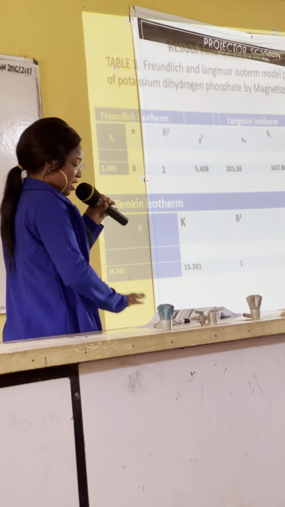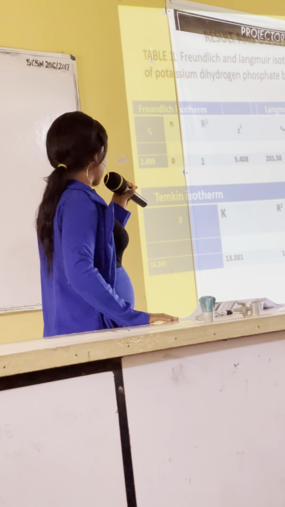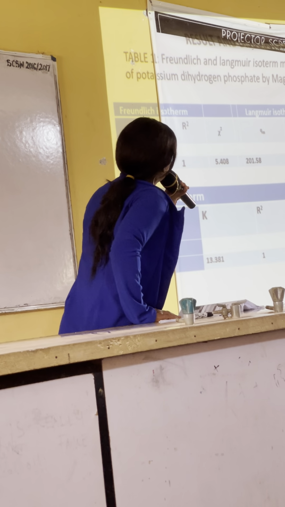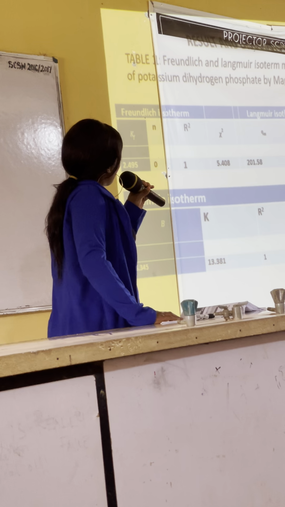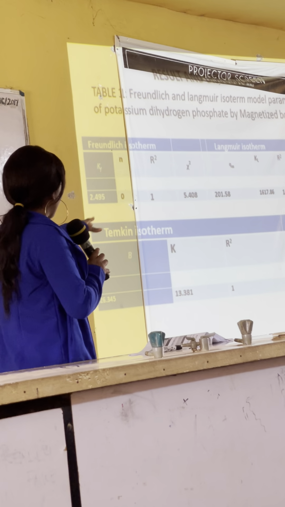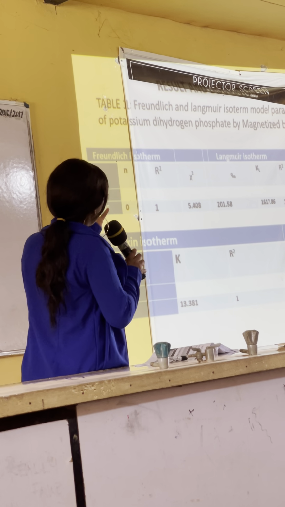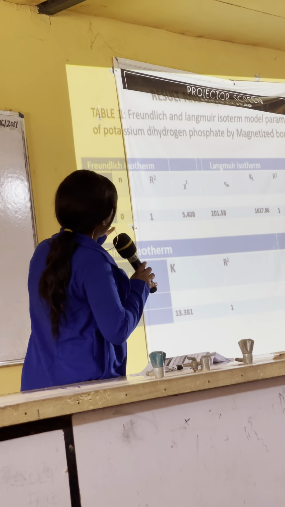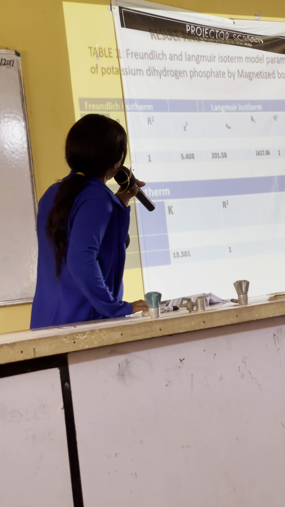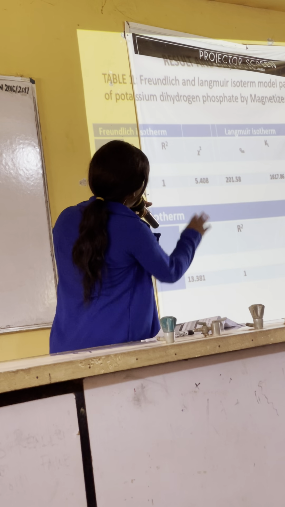This is the Freundlich and Langmuir isotherm model parameters of potassium dihydrogen phosphate adsorption by magnetized bone char. To know if the adsorption follows the Freundlich isotherm or the Langmuir isotherm, we take a look at the R square value, which is the regression value. Literature says the R square value should not be less than 0 or greater than 1, and it is best when it is 1. So we take a look at the R square value of the Freundlich and Langmuir isotherms.